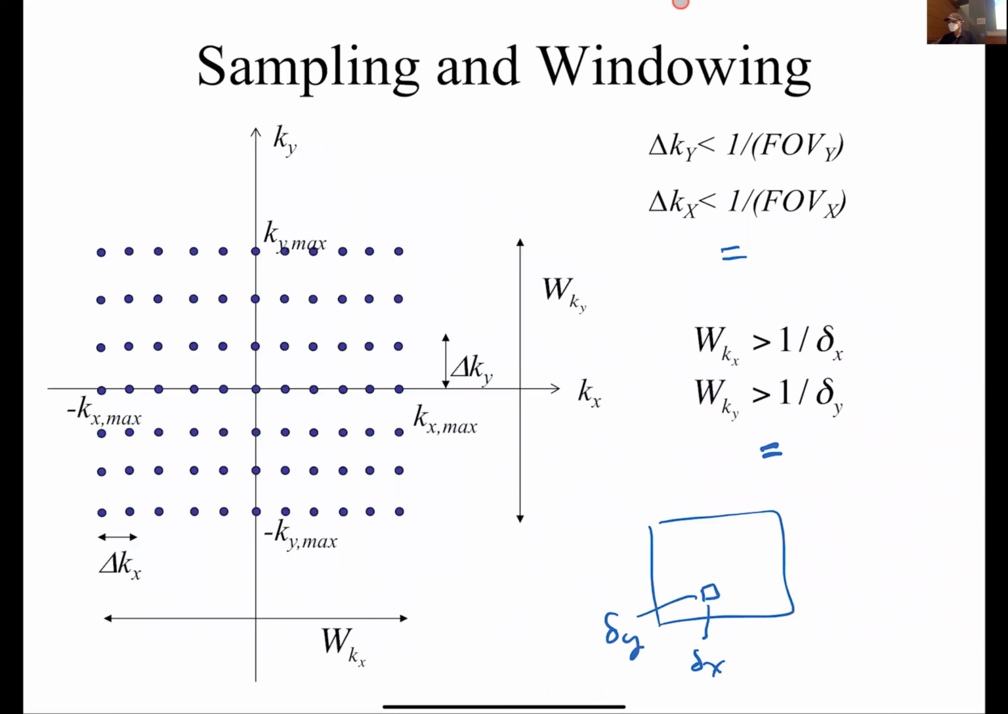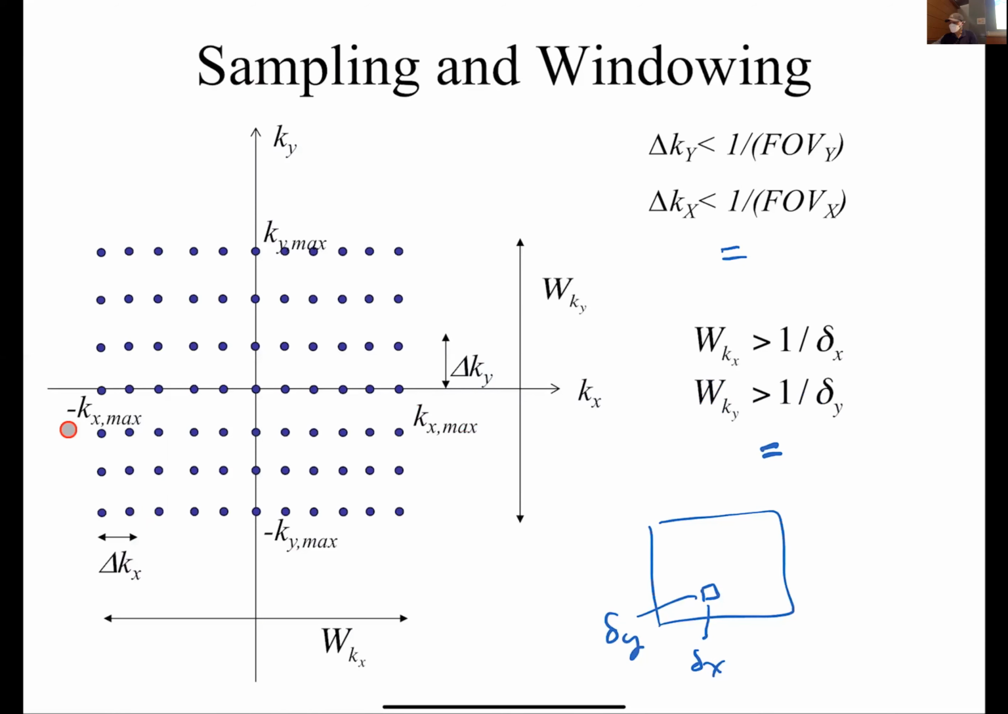Okay, so let's take a look at this. This sort of describes everything. I have my kx axis here, my ky axis here. I'm going to sample with a spacing of delta kx along this dimension, delta ky along this dimension. The width is wkx here, and the height here is wky. And then I've also added these things. So this is kx max, the farthest out I go in k-space on the plus, and minus kx max, assuming symmetrical, is just the opposite of that.